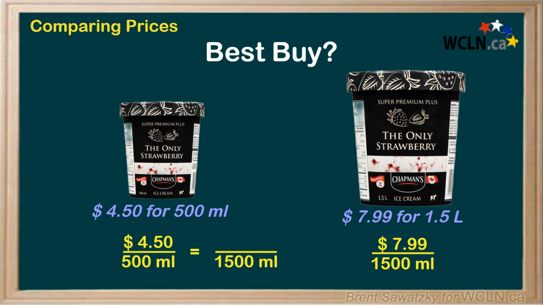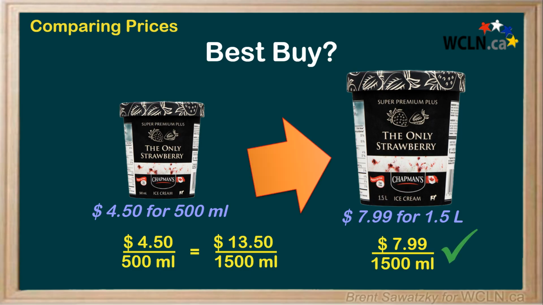So we multiply the denominator by 3, and to keep it the same, whatever we do to the denominator, we also do to the numerator. So 450 times 3 is 1,350. And we can easily compare now. $7.99 is definitely cheaper than $13.50. So this is definitely the better buy.